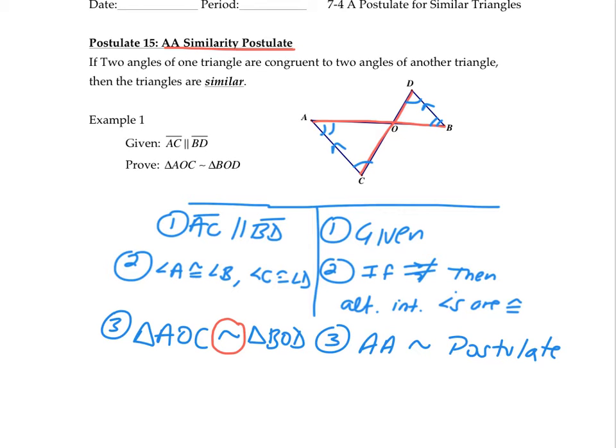So next, we're going to take a look at another example of proving triangles similar. Oh, and by the way, just like when we prove triangles congruent, the order in which you name those triangles is important. So make sure that the vertices line up so that the corresponding angles are congruent. Angle A is congruent to angle B. Angle O is congruent to angle O, well that's our vertical angle, and angle C congruent to angle D.